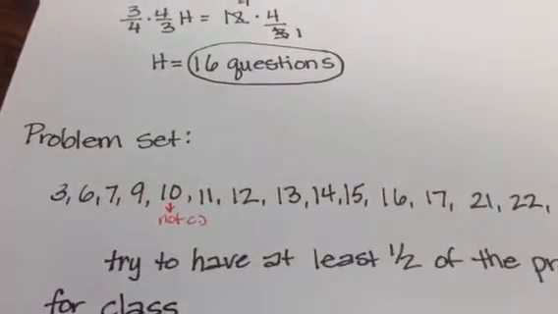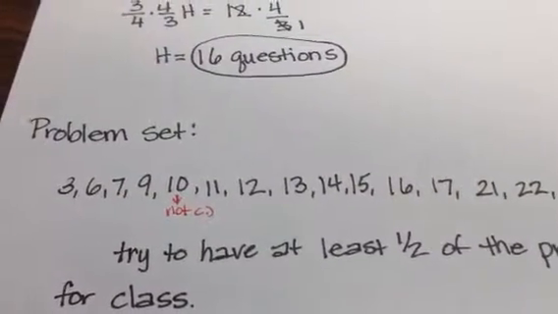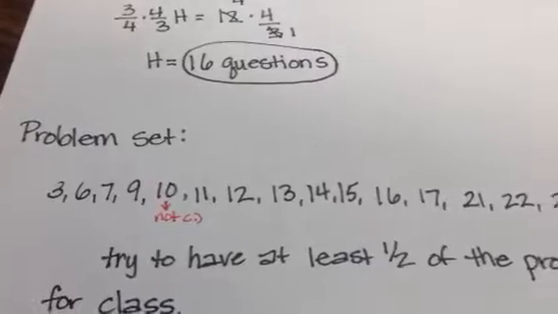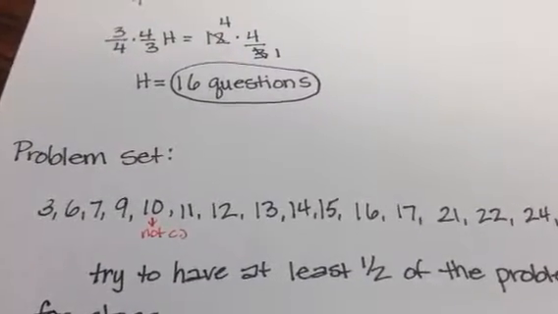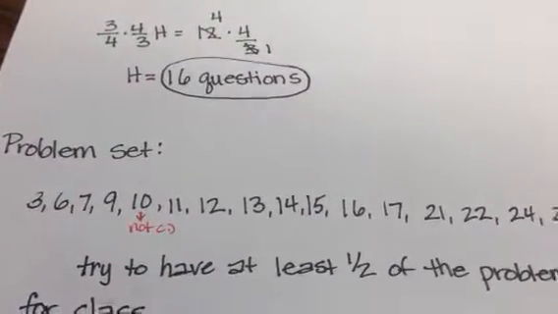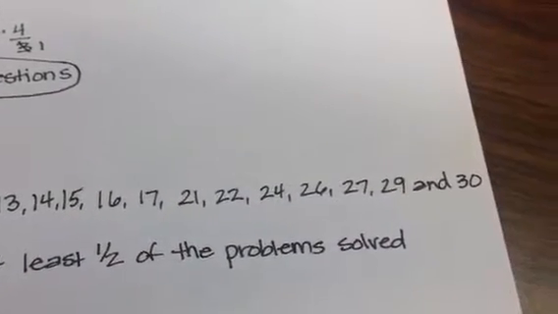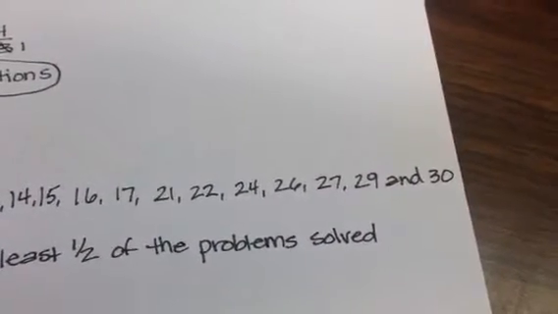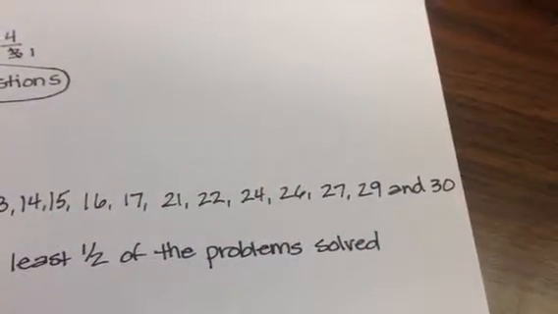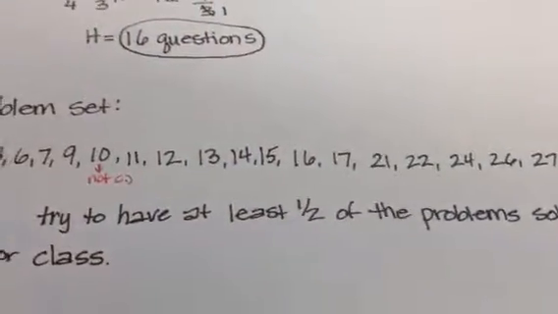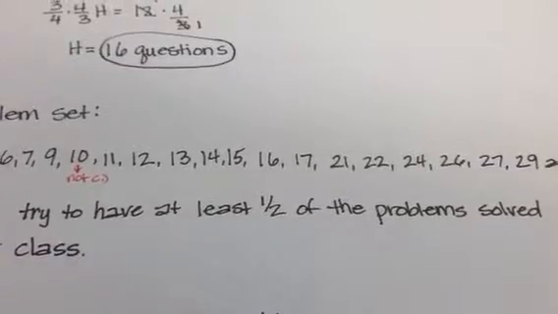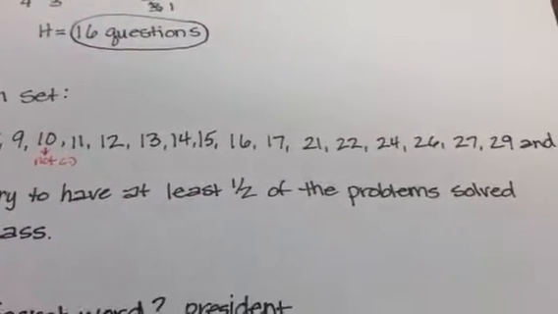You should do 3, 6, 7, 9, 10, but not C on number 10. 11, 12, 13. Remember, circle these in your book, please. 14, 15, 16, 17, 21, 22, 24, 26, 27, 29, and 30. And I think that you could have at least half of these problems done for class.